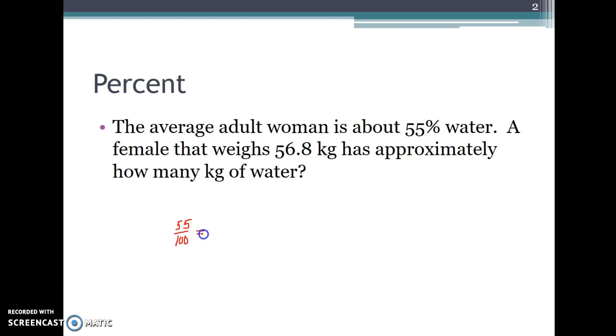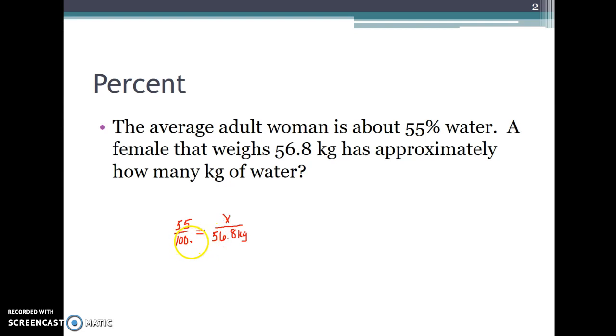For a proportion, I'm going to make equal fractions. And we have in our pre-lecture notes that a percent problem is the part over the total. So this 56.8 is the woman's total weight. I will put that on the bottom of my proportion. So 56.8 kilograms. And what I want to know is the part that is water. And so I'll put my X there.